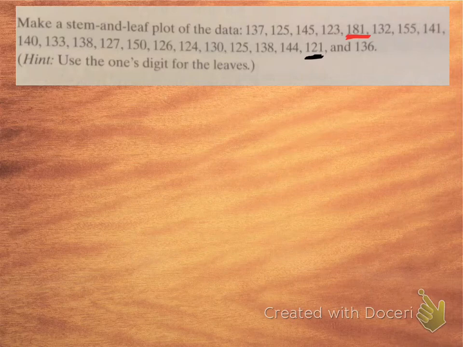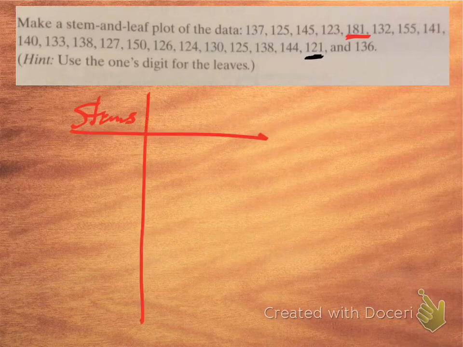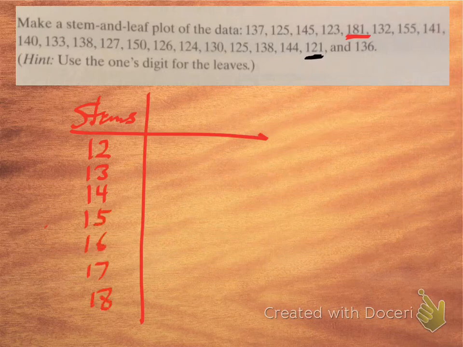And again, we're going from 121 to 181, so our stems are going to go from 12 to 18. I don't even need to make sure that we have 130s and 140s and 150s, because just like with a line plot, we want to put all of the stems from our minimum to our maximum down, even if we don't end up with any leaves. So we get 15, 16, 17, and 18. So those are my stems.